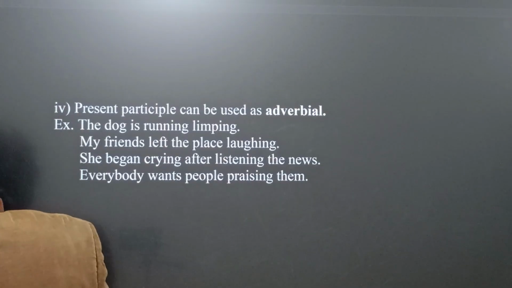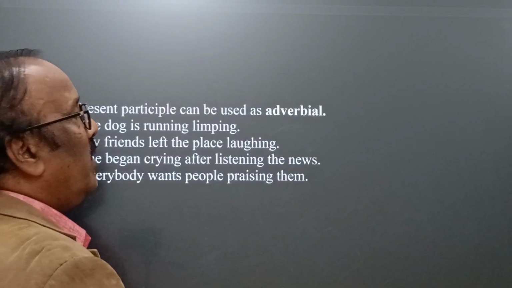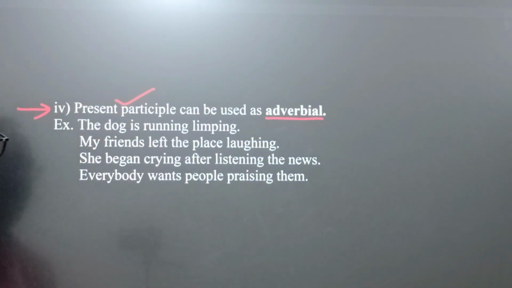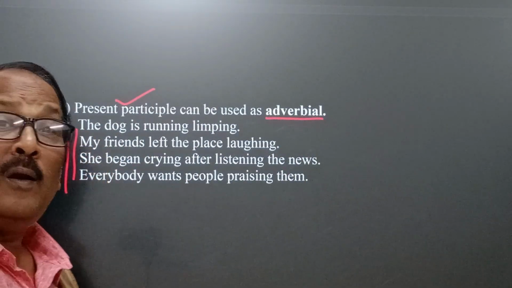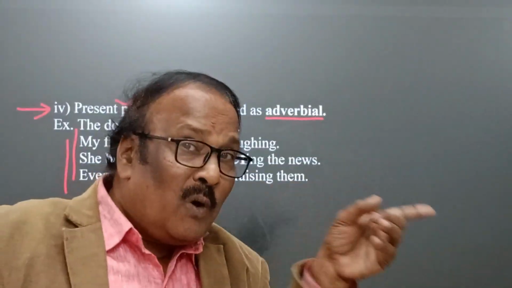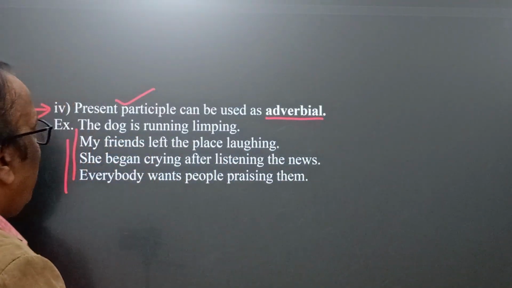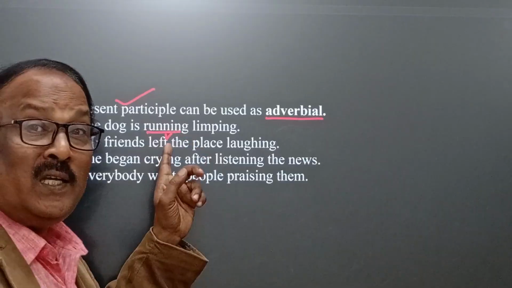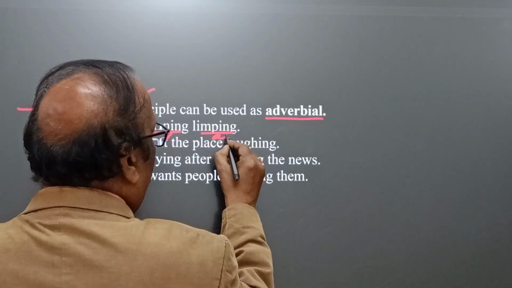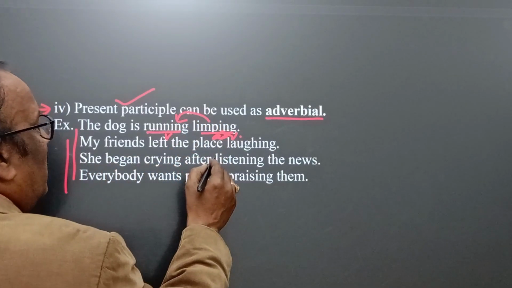The last point of discussion, that is point 5. Present participle can be used as adverbial. This is another interesting idea. How? See in examples. Remember, as we know, adverbs or adverbials are used to qualify the verb. Then how? See here, the dog is running limping. Here, running is a present participle verb. How? Limping. Limping is the adverbial. It qualifies running. My friends left the place laughing.